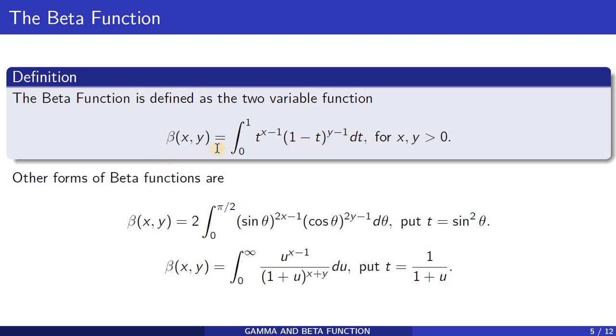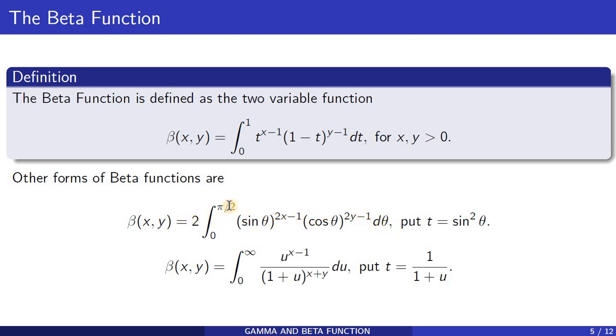And you can write the beta function in terms of sine functions and cosine functions also. Beta of x comma y can be seen to be 2 times the integral from 0 to pi by 2 of sine theta raised to 2x minus 1 cos theta raised to 2y minus 1 d theta.